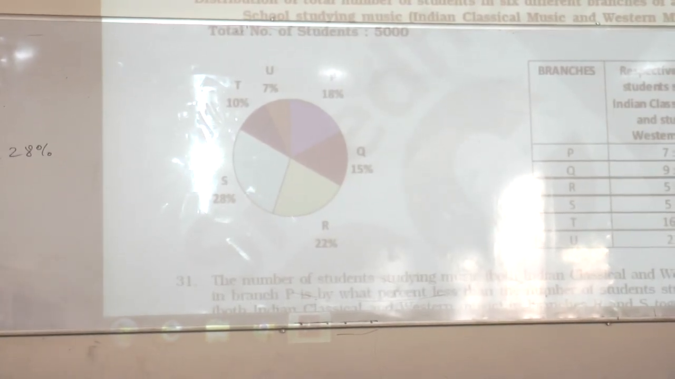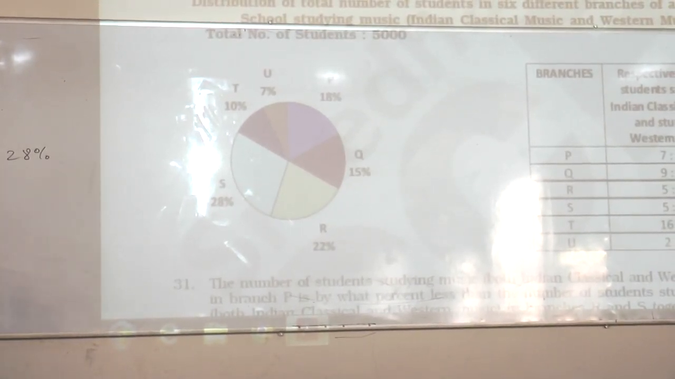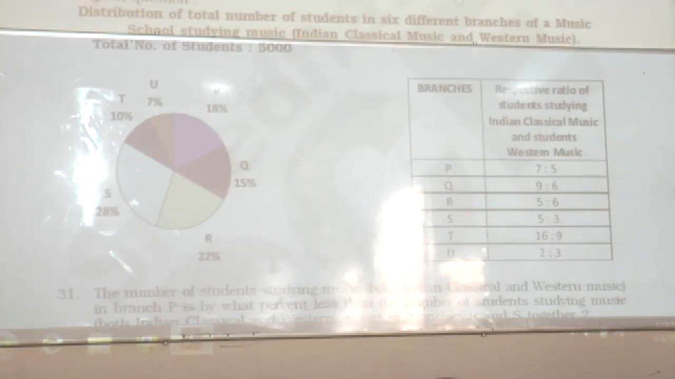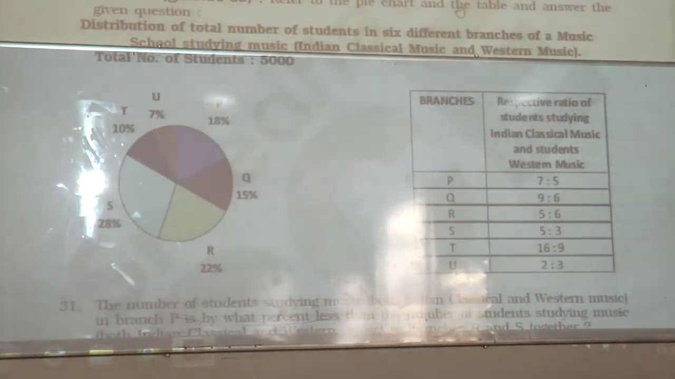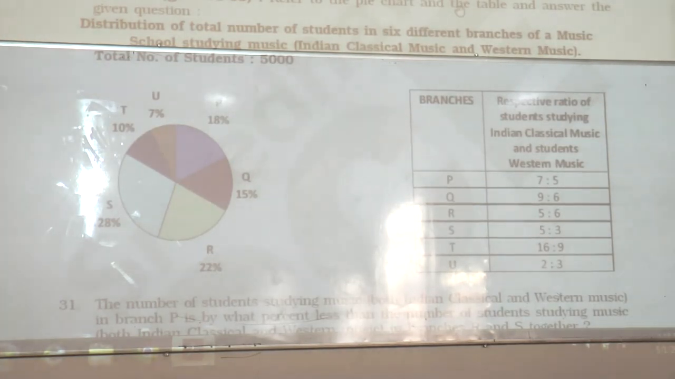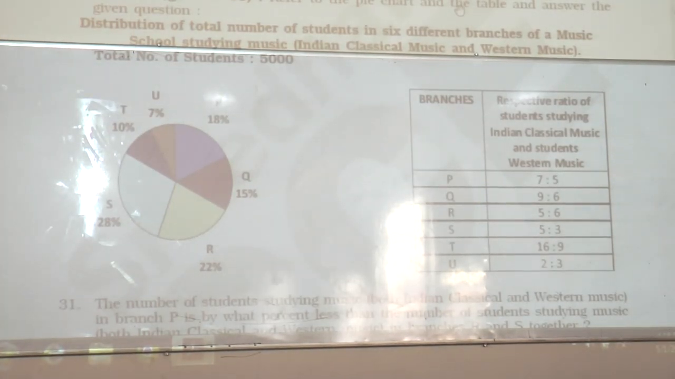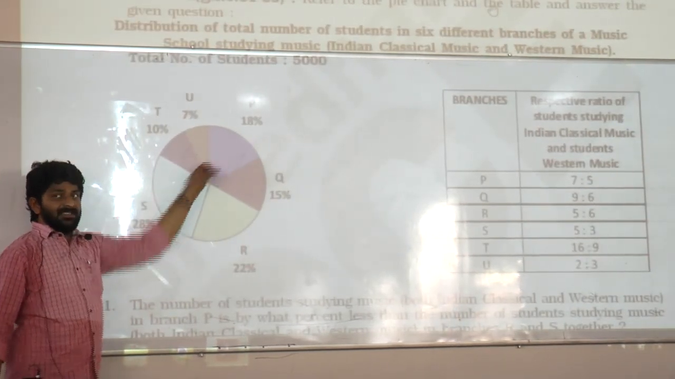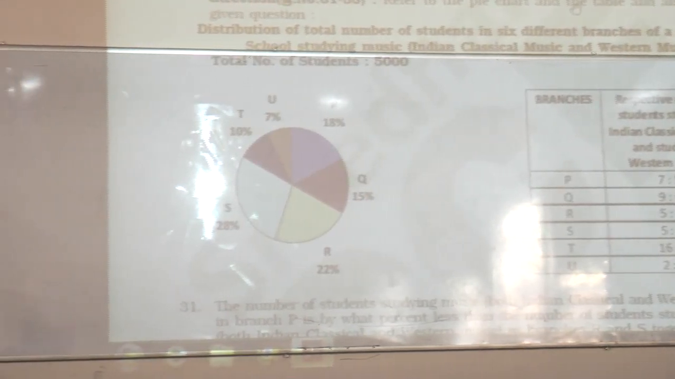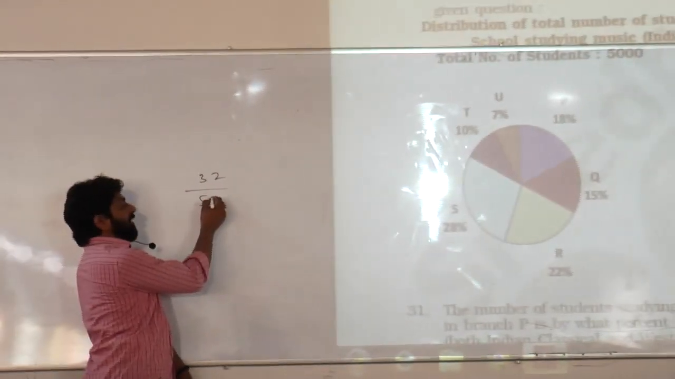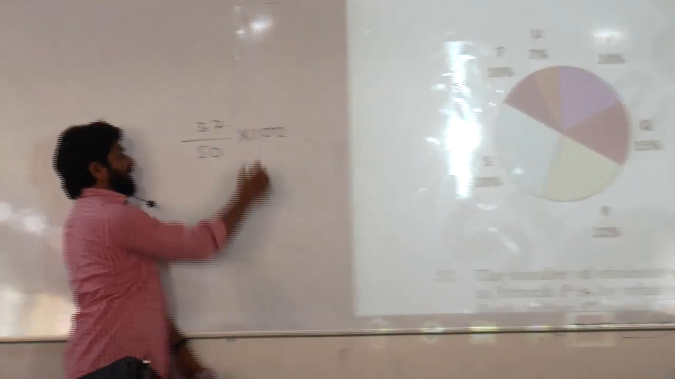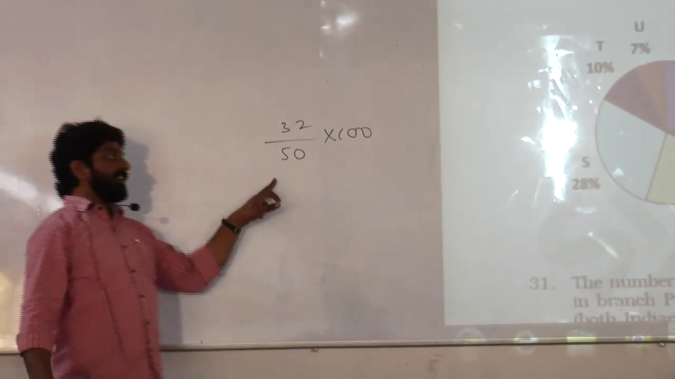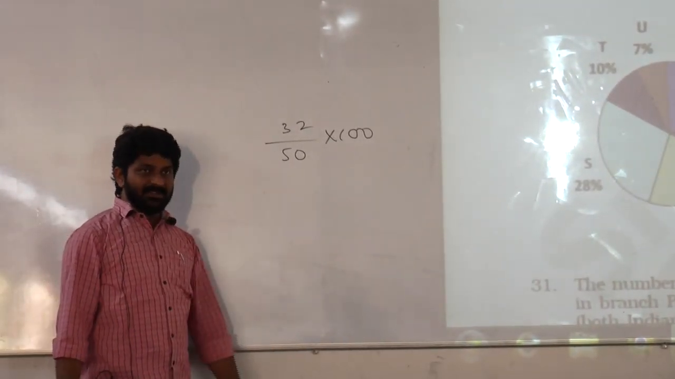Right. Question number 31. The number of students studying both Indian classical and Western music in branch P is what percent less than the number of students studying music in both branches R and S together? R and S together in terms of percentage is 50. P itself is 18. So 18 is 32 less than 50. As you asked about percentage, 32 into 100 over 50: for 50 it is 32 less, per 100 that will be 64 less.